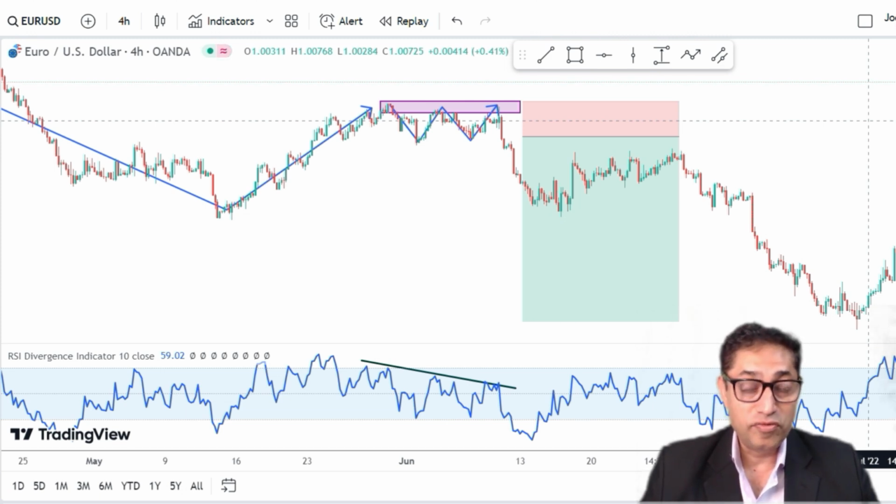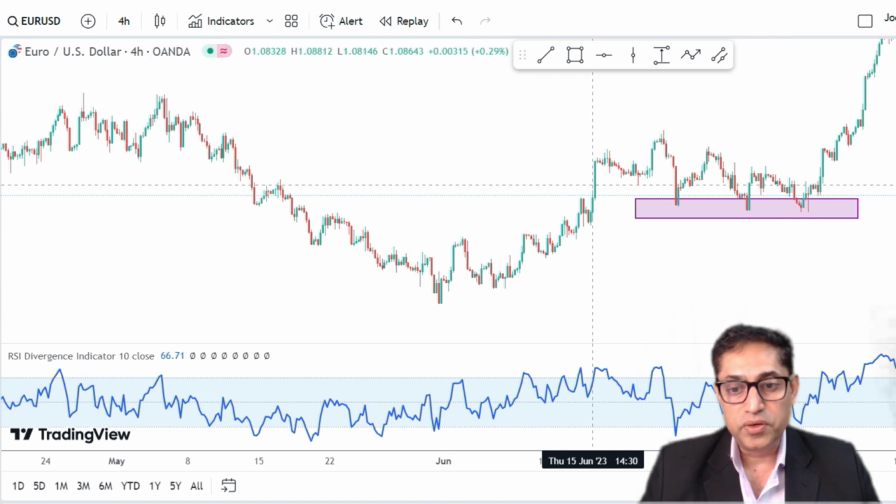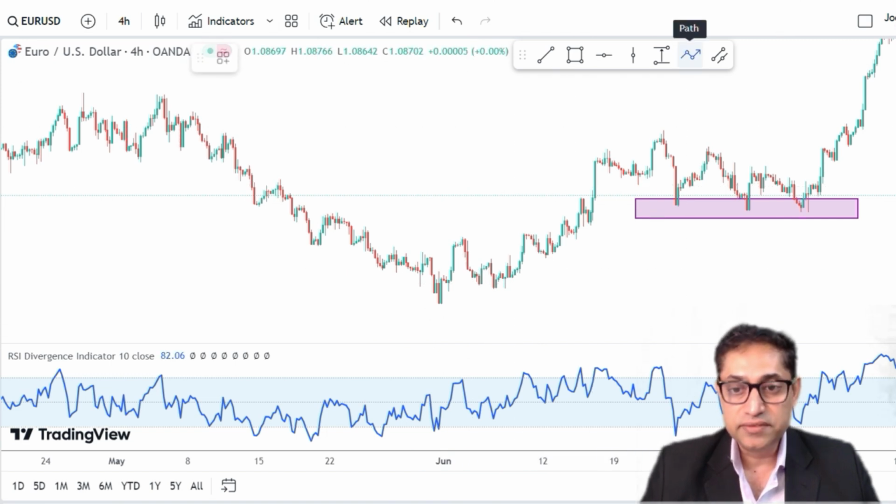Now let us look for a double bottom. So where do we look for a double bottom? Number one, there has to be a trend. So let us find a trend first. There you go. Here you're seeing an uptrend has just started.